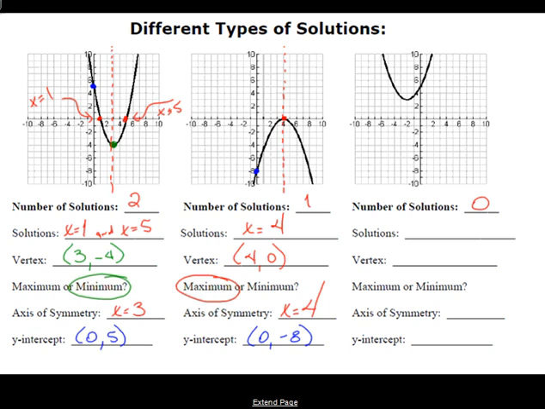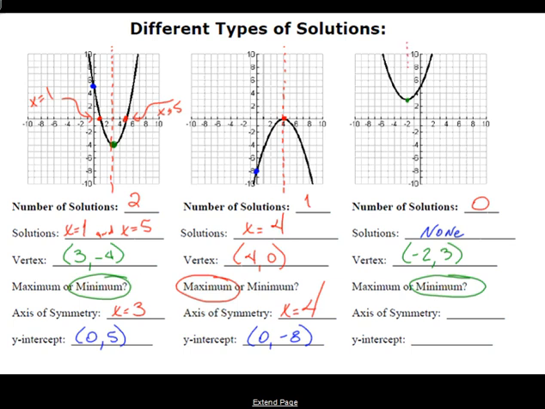But our last one here says the number of solutions were 0, so therefore solutions, well, there are none, so we just write none. My vertex, I do have a vertex. My vertex is located right here at the point -2, +3. This is the lowest point on the graph, therefore that is a minimum.